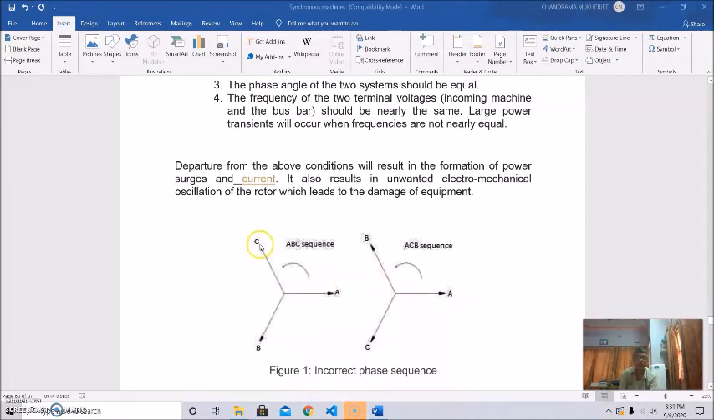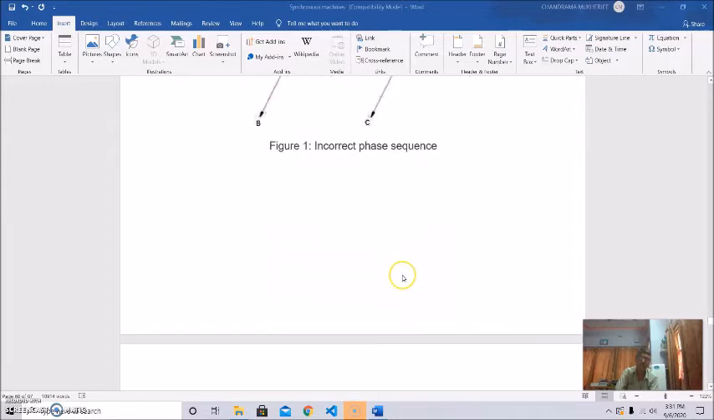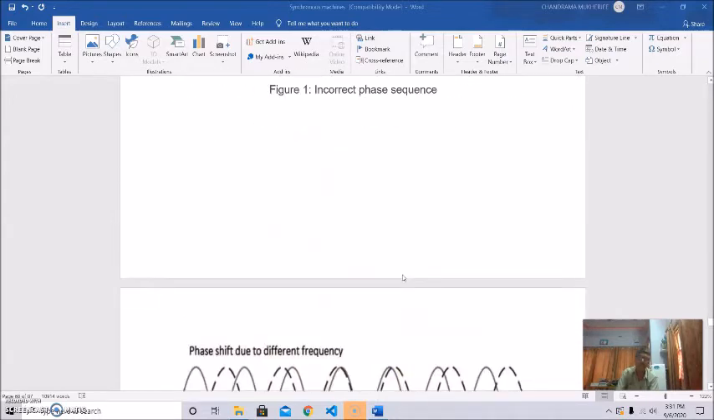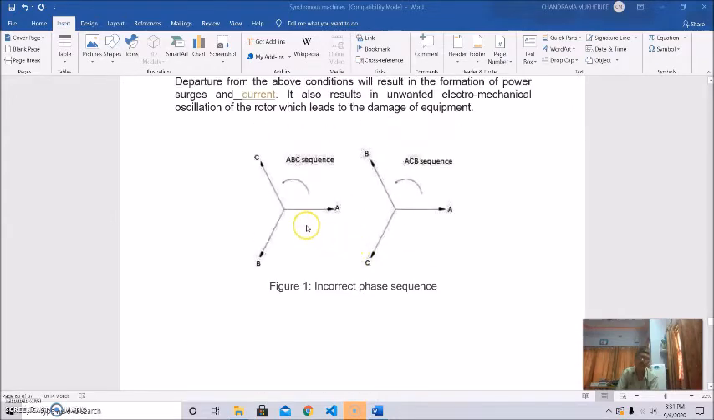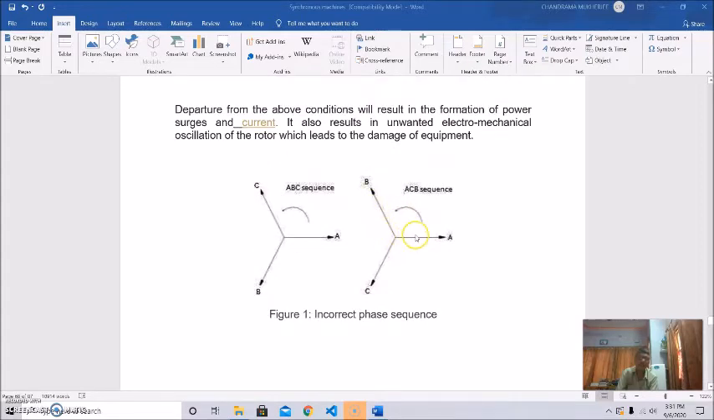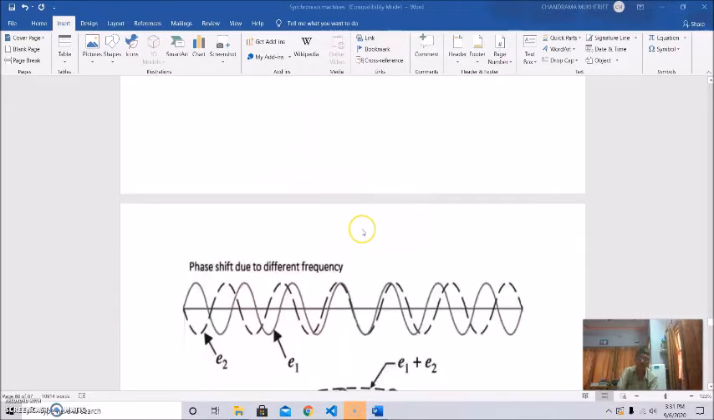So this is the phase sequence ABC, and this is ACB. Incorrect phase sequence is AB, AC. It should be ABC, not ACB. Okay. And this is the correct phase sequence, and this is the incorrect phase sequence between the two. You can follow this.